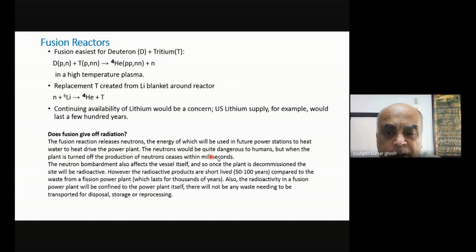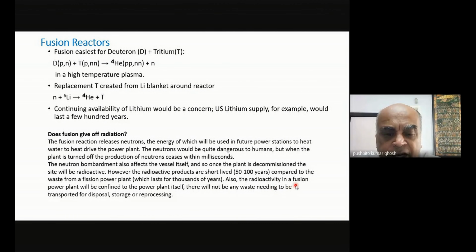The neutrons would be quite dangerous to humans, but when the plant is turned off, the production of neutrons ceases within milliseconds. It doesn't carry on. There's no chain reaction. The neutron bombardment also affects the vessel itself, and so once the plant is decommissioned, the site will be radioactive. However, the radioactive products are short-lived, 50 to 100 years, compared to the waste from a fission power plant, which can last thousands of years.